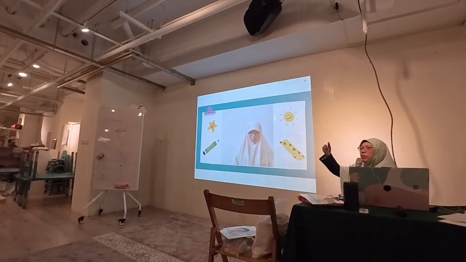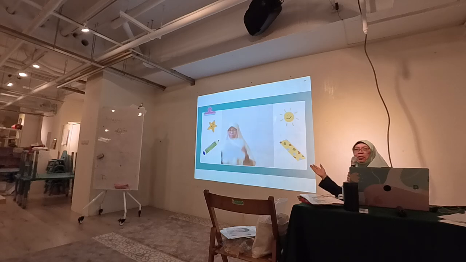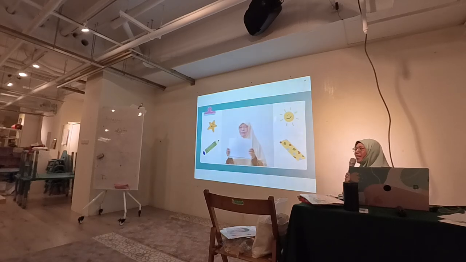You can move it from the top to the bottom, or bottom to the top, or side, left to the right, or the right to the left. Okay? So what is this? What is this? Try to guess.